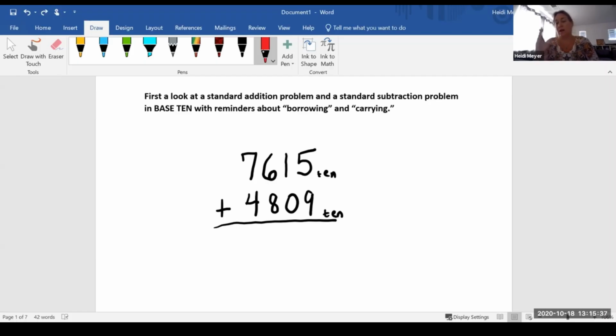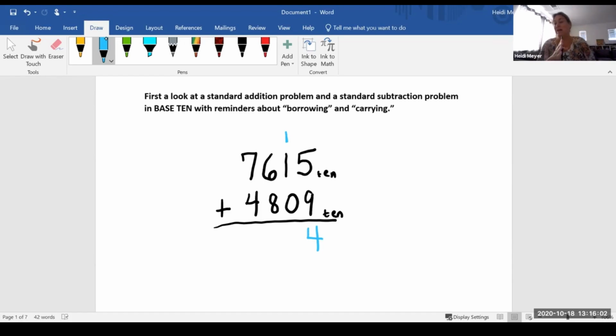So we start on the right-hand side in the ones place. We have 5 plus 9, which is equal to 14. Well, 14 is more than 10. It's a group of 10 plus 4 more. So we keep that 4 in the ones place, but we carry that group of 10. And you can see the 14 in blue. It's kind of split up, but you see that 14.